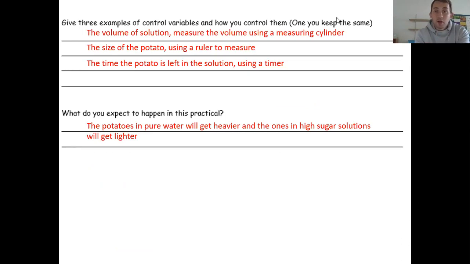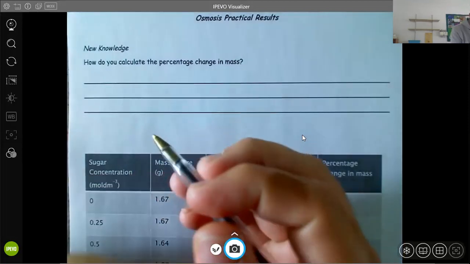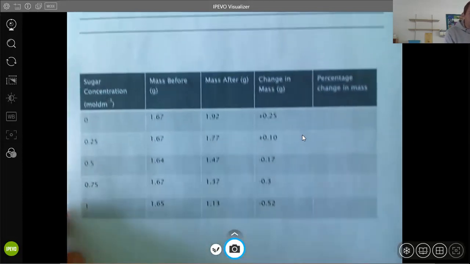What I want you to do, guys, while we're getting ready, is grab your sheet in front of you, which looks like this. If you haven't got this sheet, that is not a problem. Just work with me, okay? First thing to do is look at the results. So here are the sets of results we've got.